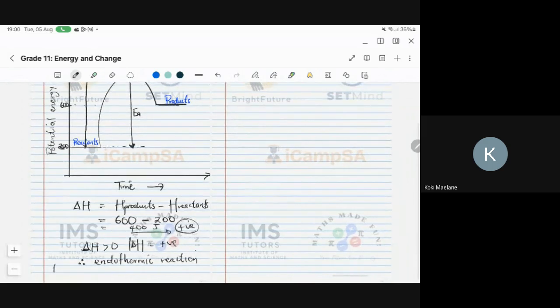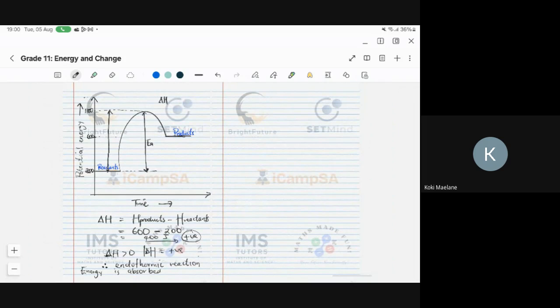Also, it means energy is absorbed. Remember my example of the sponge? If the sponge absorbs water, it'll have more mass. So if you absorb energy, in this case, you will have more energy. So the product will have more energy than the reactants, because to form the product, energy was absorbed. Therefore, the final product will have more energy than when we started at the reactants. The opposite is true for exothermic. To form the product, we had to release energy. So the final product will have a lower energy than the reactants.